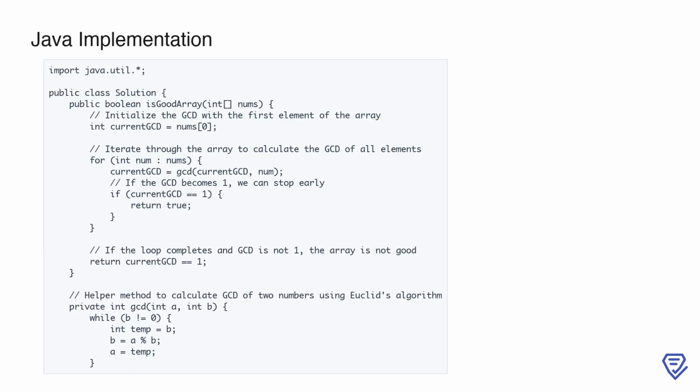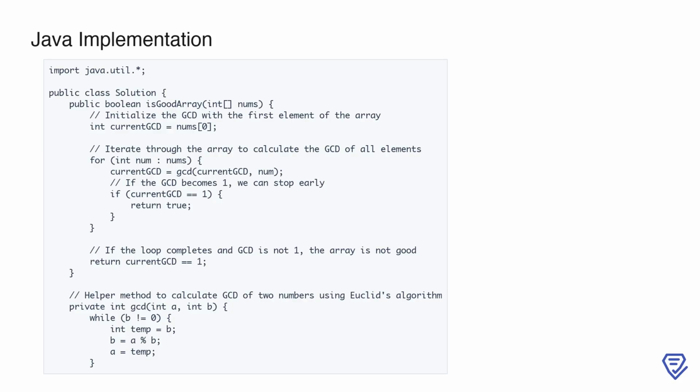Here, we start by importing the necessary utilities and defining our solution class. The method isGoodArray takes an integer array nums as input. The goal is to determine if the array is a good array, which means the greatest common divisor, or GCD, of all its elements must be 1. To achieve this, we initialize a variable current_GCD with the first element of the array. This will serve as our starting point for calculating the GCD of all elements in the array.